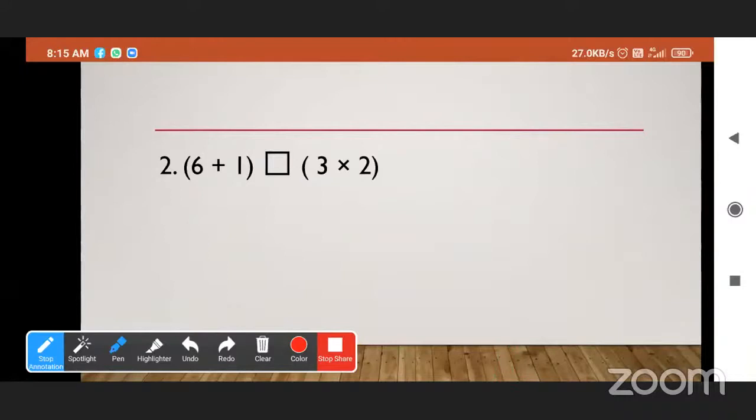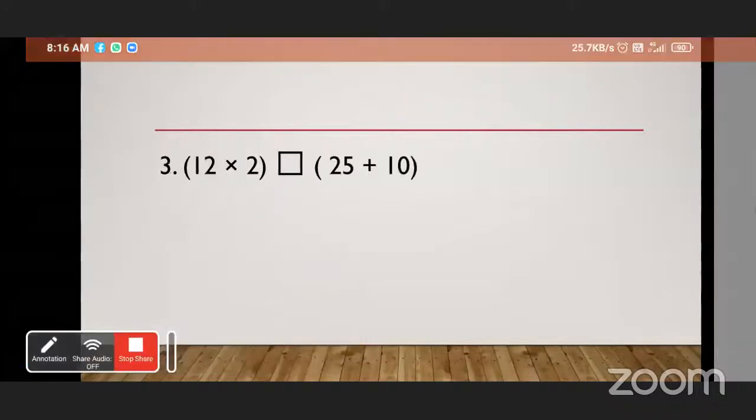We will write which sign? This one, or this one? Which is the greater sign? The second one. Okay. So we will write here: 6 plus 1 is greater than 3 multiplied by 2.